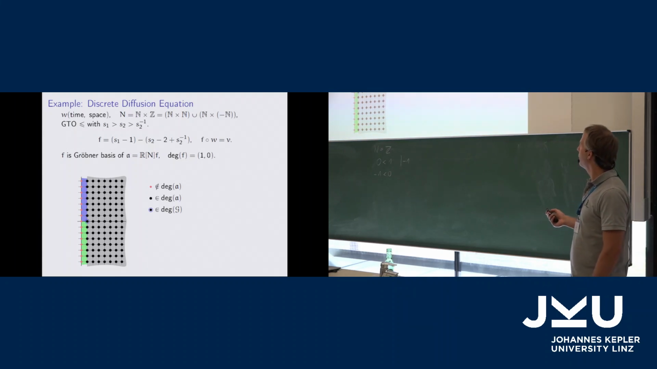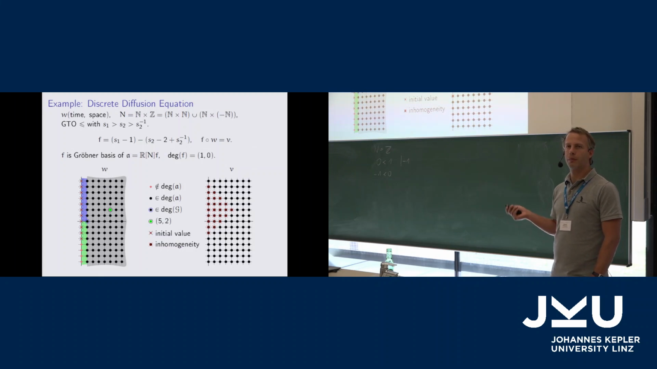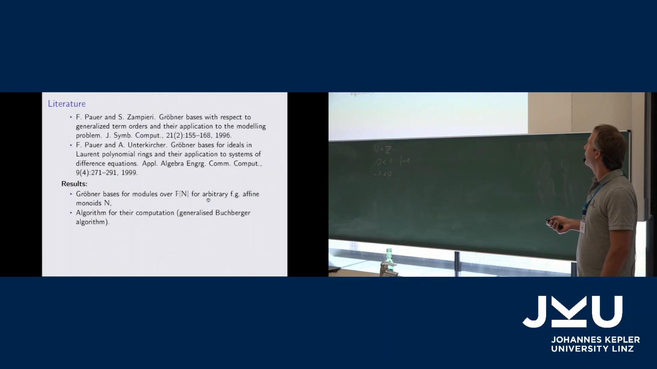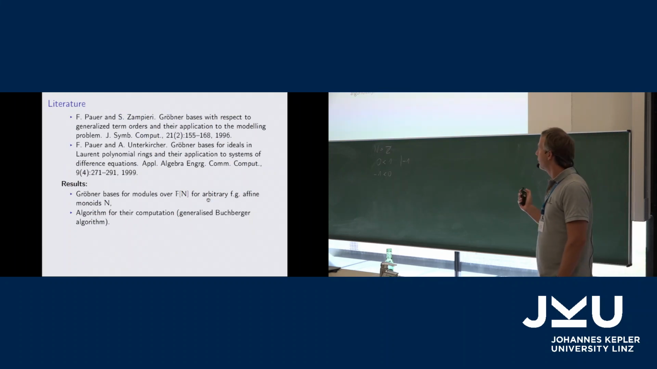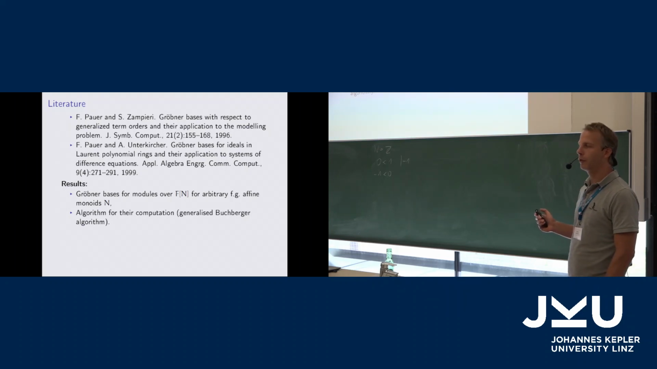That sounds plausible. And if we want to compute it at position (5, 2), we need these initial values here, which are crossed out, and these values of the inhomogeneity. This is, I think, very plausible. And this has been developed by Franz Bauer, Sandro Zampieri, and Andreas Unterkircher some time ago. They gave the definition of the Gröbner basis and also an algorithm for the computation.